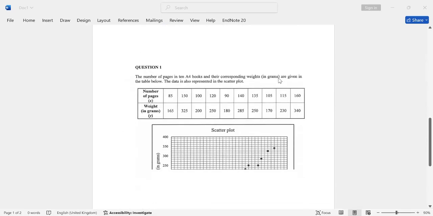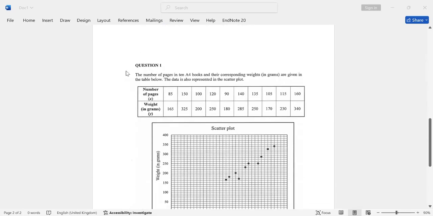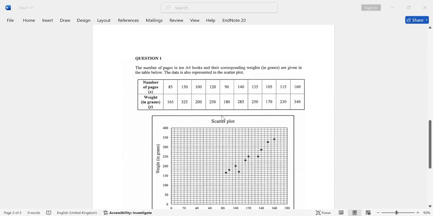We have question 1. The number of pages in 10 A4 books and their corresponding weights in grams are given in the table below. The data is also represented in the scatter plot, as you can see over there.